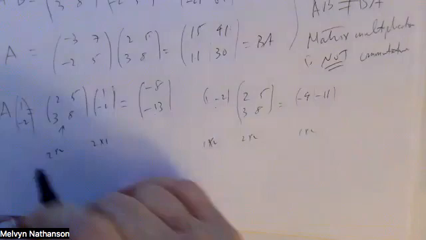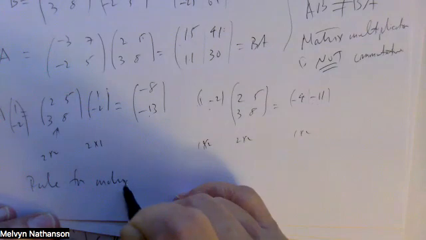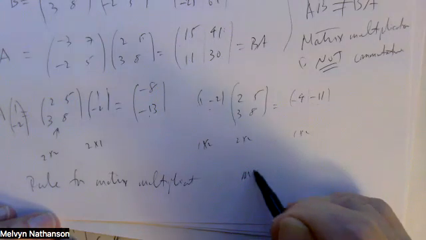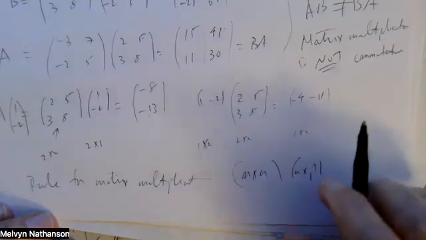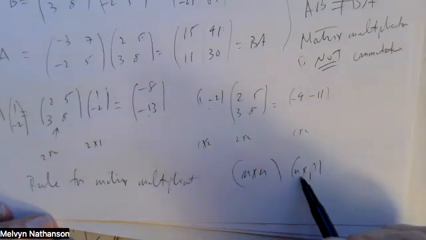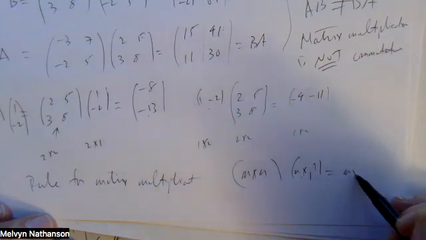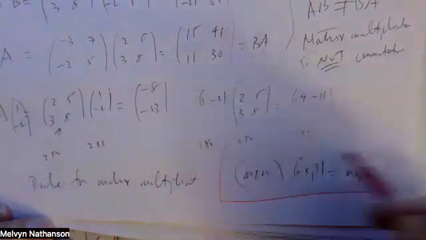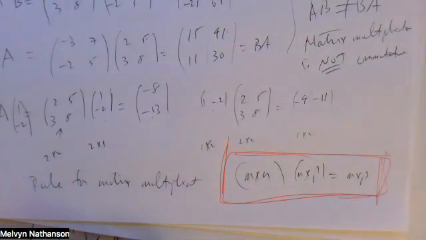Again, let me emphasize the rule for the shape of a matrix that comes from matrix multiplication. If you have an m by n matrix and you multiply it by an n by p matrix, so the number of columns equals the number of rows, so you can perform matrix multiplication, the result is an m by p matrix. It's like the n's cancel. So this is a very, very, very important relation.